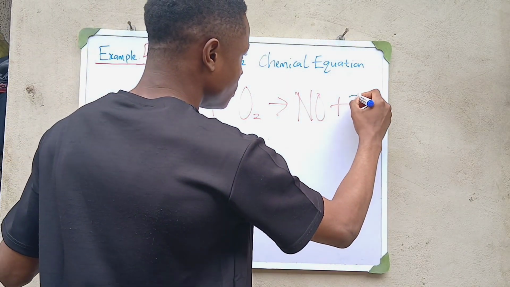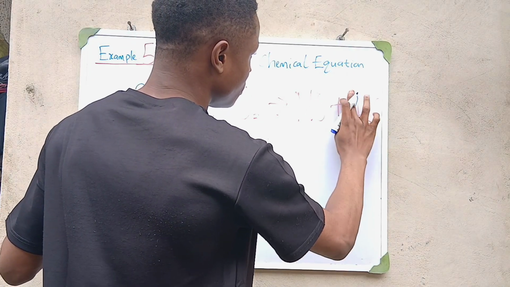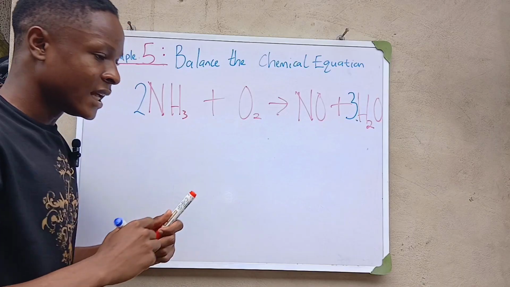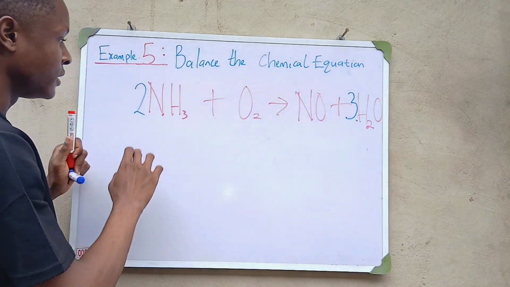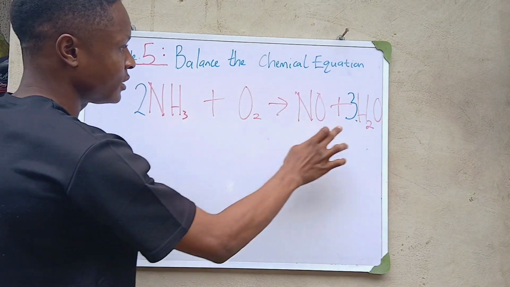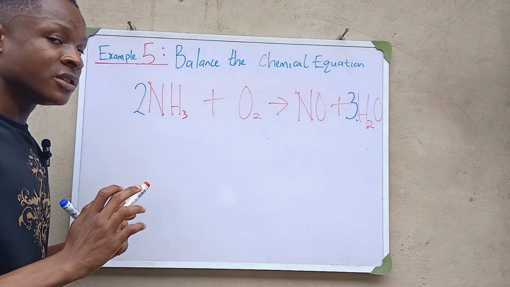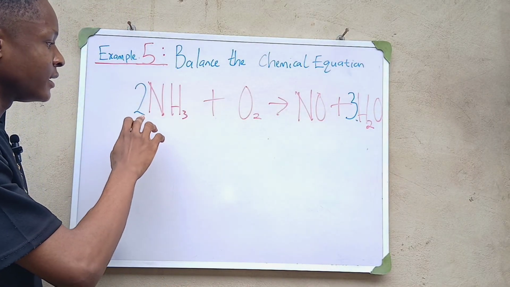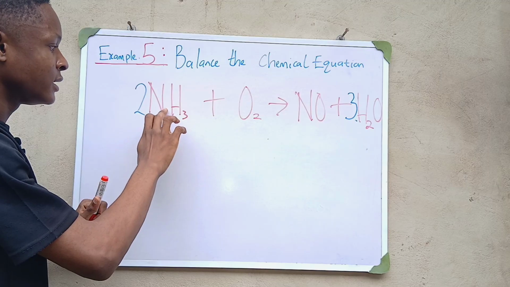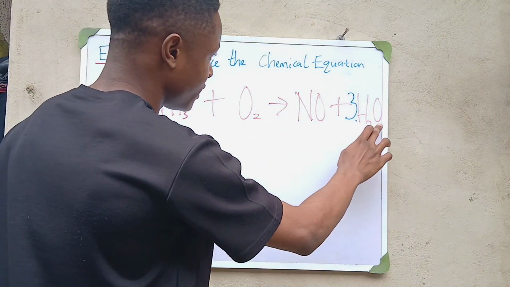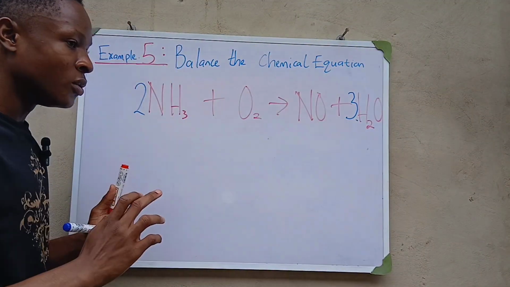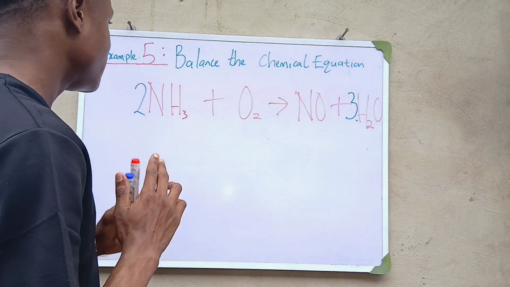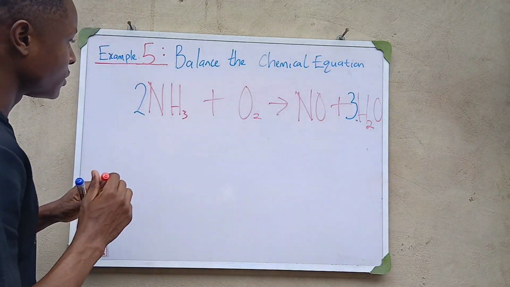And we add 3 here. That is 6 atoms of hydrogen, 6 atoms of hydrogen. So hydrogen is balanced. But this coefficient affected our nitrogen and this coefficient affected our oxygen. So this has affected other elements. So let's check how we are going to do those ones.